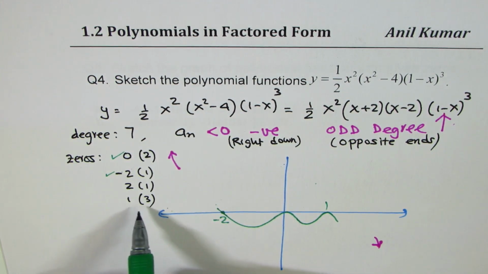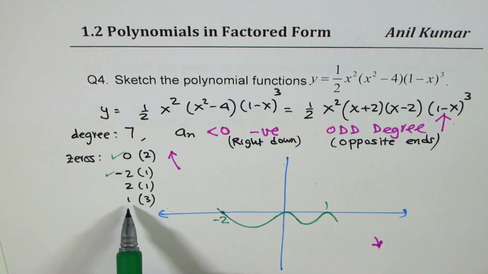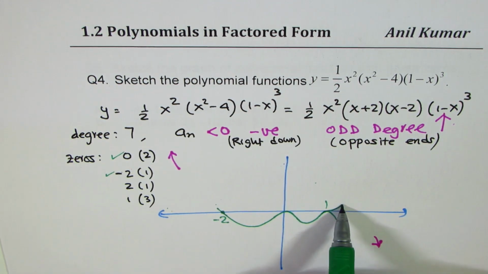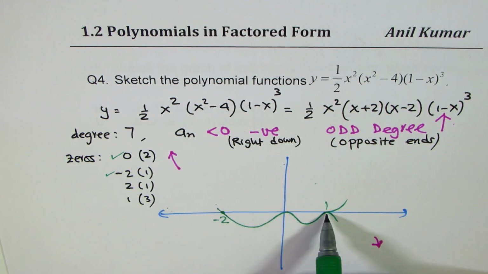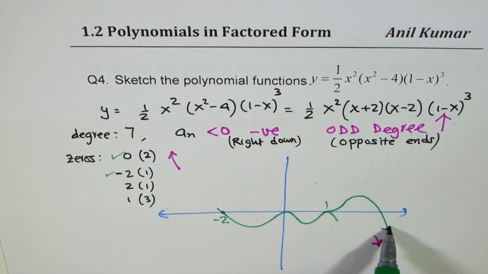But at 3, so at 1 it is cubic. Sorry, so we made a mistake here. At 1 it is turning. So it is kind of turning like this, like a cubic. And at 2, it does like a linear function. So it goes kind of like this and then turns like this. Perfect. So let me redraw it.